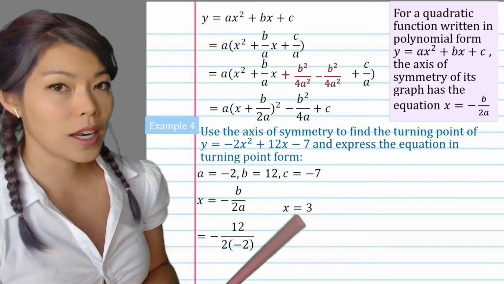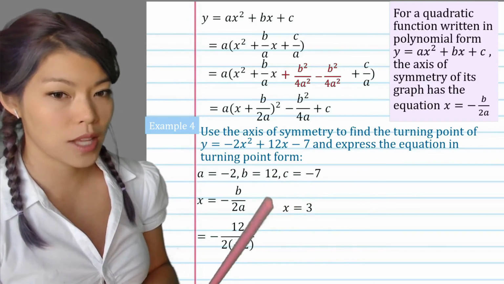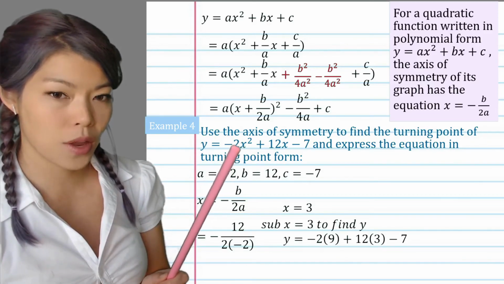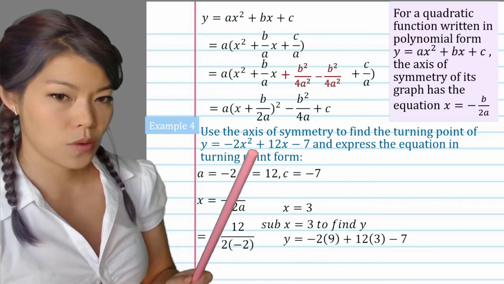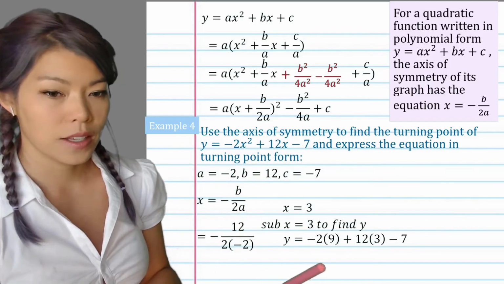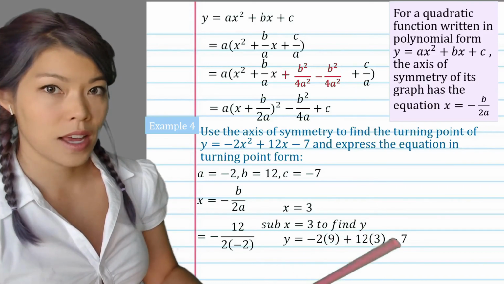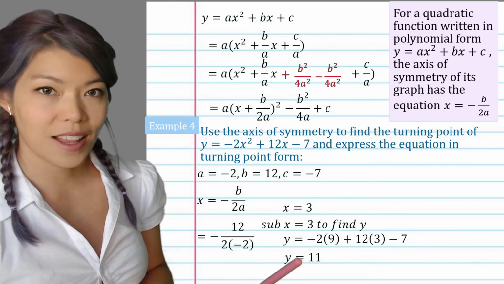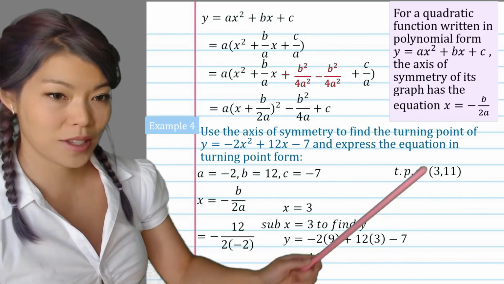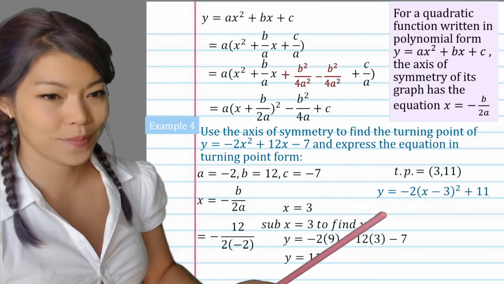Now, if you know that the axis of symmetry is 3, how do you find out the turning point? You substitute that into the original equation. So plug 3 everywhere you see x. 3 squared is 9, 12 times 3, and minus 7. So now minus 2 times 9 is minus 18. 12 times 3 is 36. And then minus 7. So we have 11. So our turning point is 3 and 11. Now that we have the turning point and we know the dilation factor is minus 2, we can write it in turning point form.